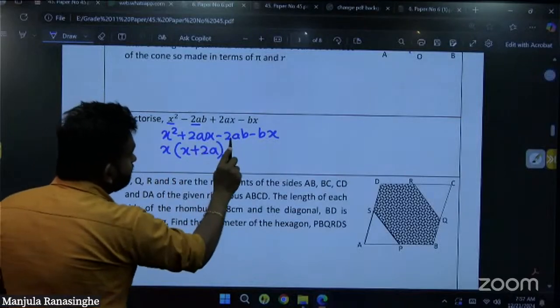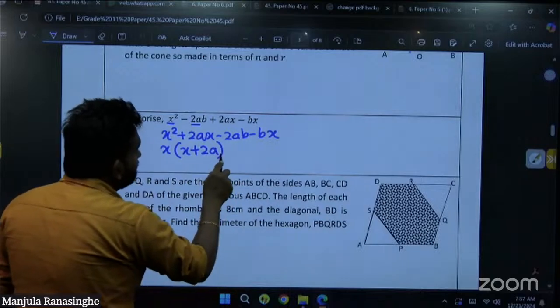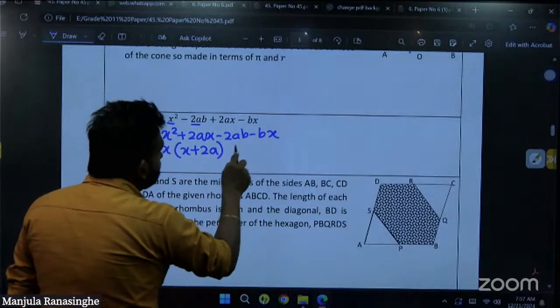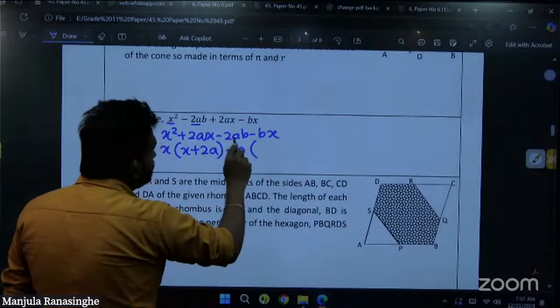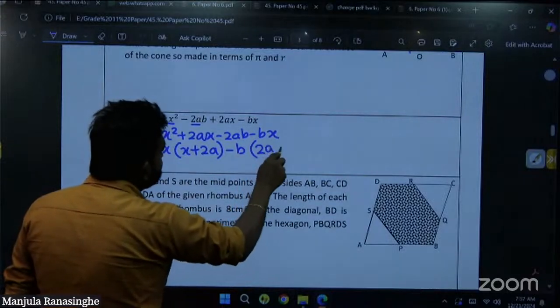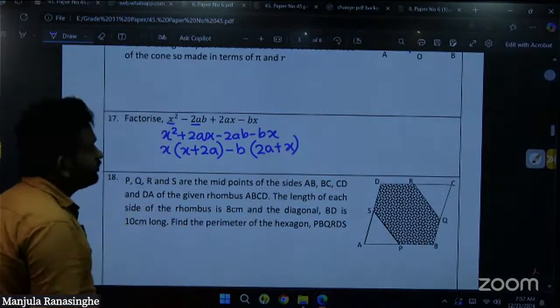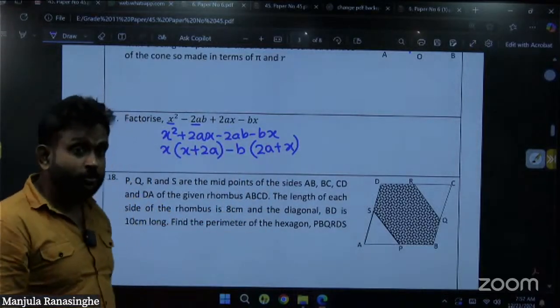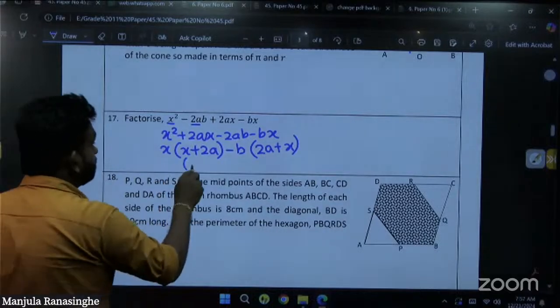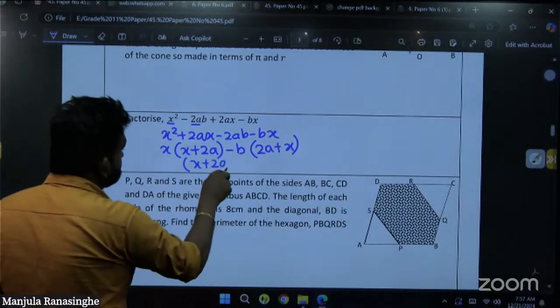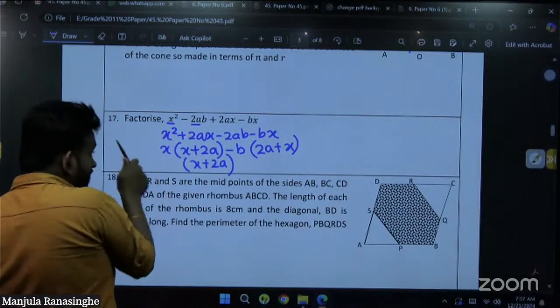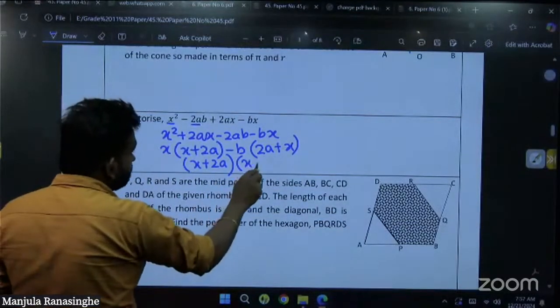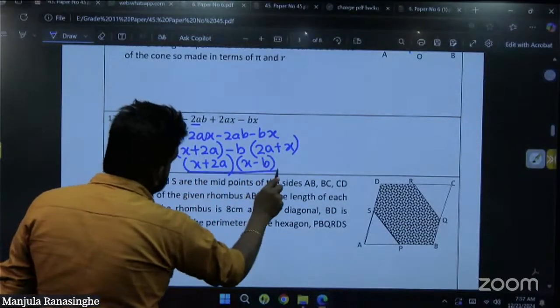Right. Then here what is the common? Minus b is common, both are minus, so minus b taken. Then here 2a plus x. Then x plus 2a and 2a plus x are the same terms, no harm. Then you can write x plus 2a as one factor, the other factor, x plus 2a taken here, x remaining, x minus b. Okay, so this is the answer.